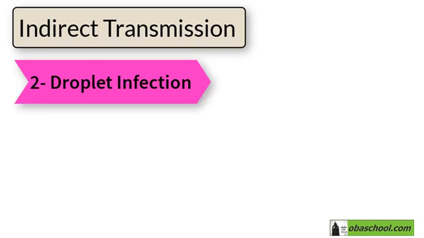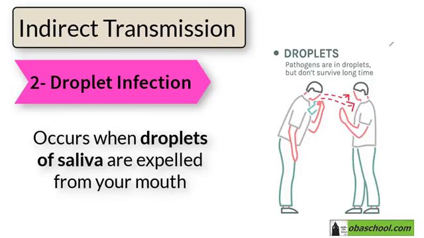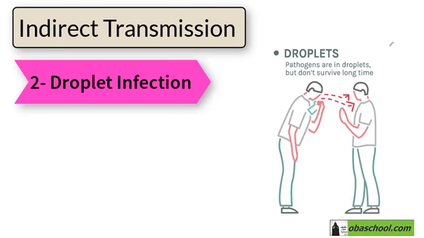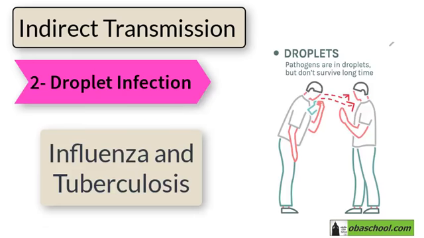Moreover, the droplet infection takes place when droplets of saliva or mucus are expelled from your mouth as you talk, cough, or sneeze. And this includes the two common diseases, influenza and tuberculosis.